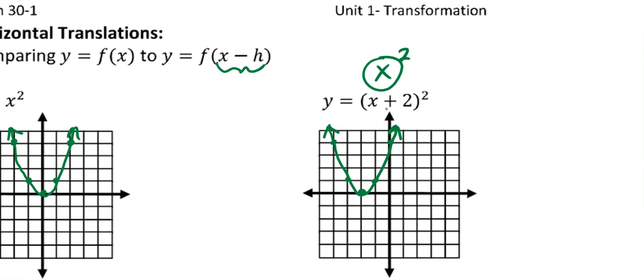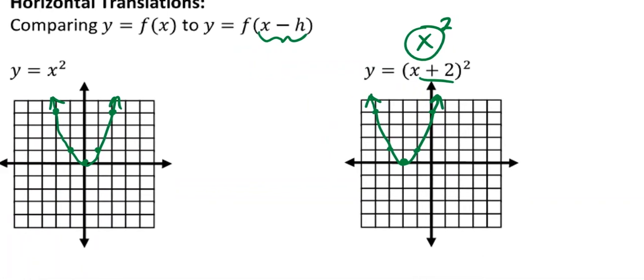Now, that's the tricky thing about this, because this was a plus symbol on the x. So you might think it should have been translated to the right, like the last one was. But the x's are always the tricky ones. The x ones are always the opposite of what you would think they would be. So if it's a positive, it's going to be translated to the left. Okay?